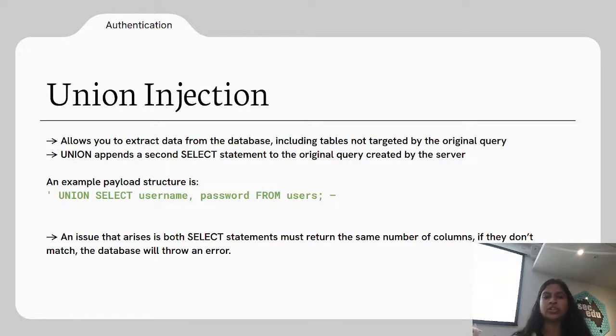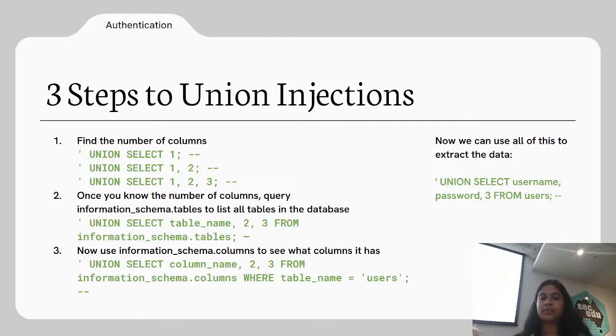So how would you approach this? The three main steps to union injection: you should start by finding the number of columns. I've just listed some sample payloads that you can start with.